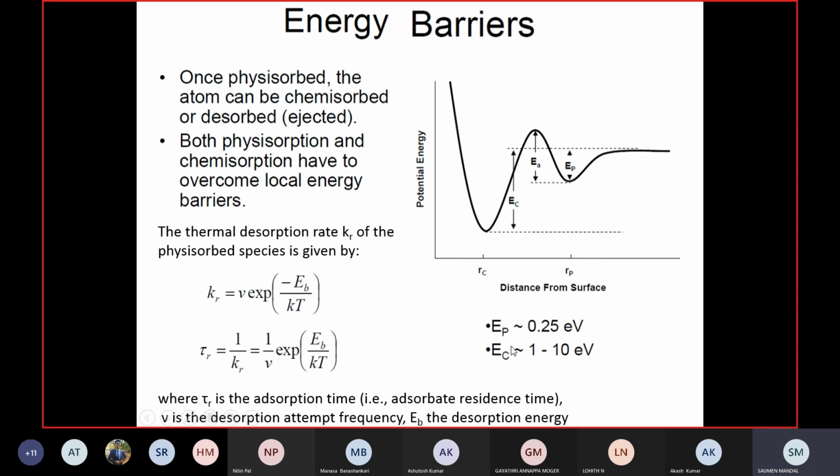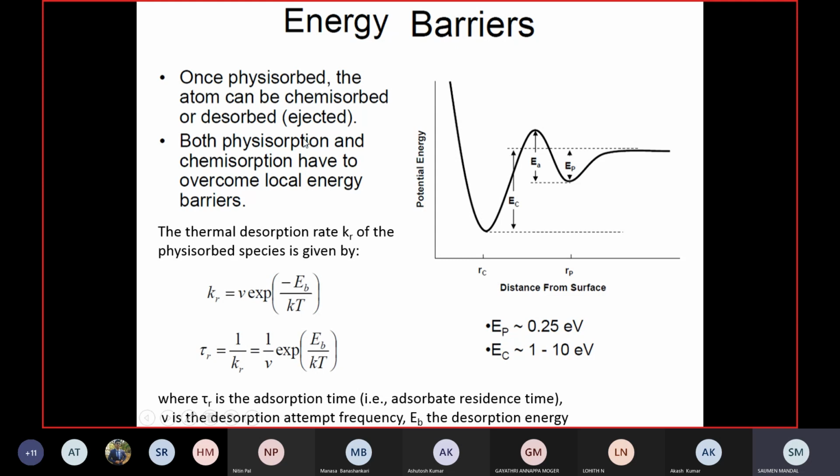You can see the energy required for physisorption is only 0.25 electron volt, but for chemisorption it is 1 to 10 electron volt. That means an atom can physisorb easily, but there is no guarantee it will chemisorb on the surface. When physisorbed, the distance from the surface is high. When chemisorbed, the distance from the surface is low. Once it's chemisorbed, it will remain on the surface and will not move or dissolve further. Once physisorbed, the atom can chemisorb or dissolve.